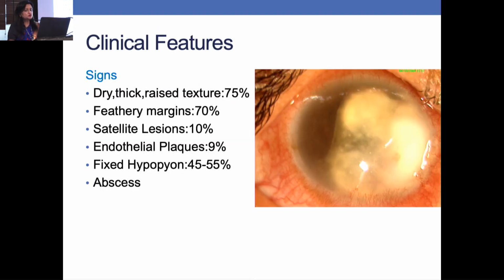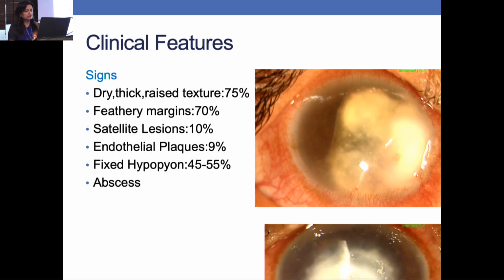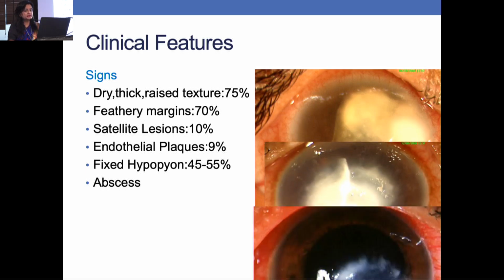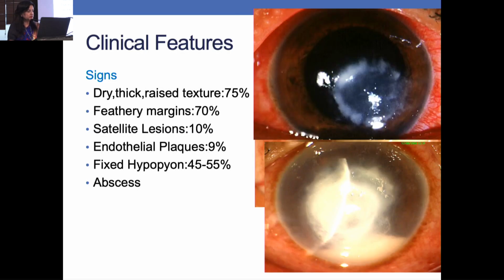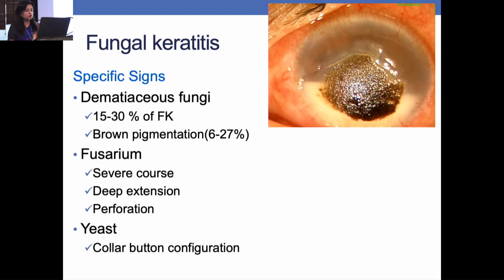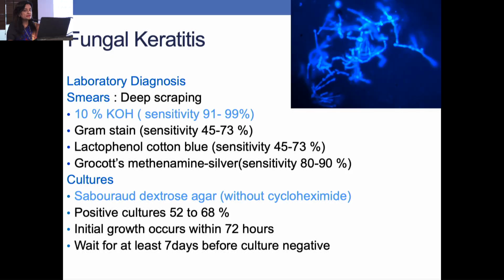Diagnosis is not so much of a difficulty by clinical looking. It is dry, with feathery margins, satellite lesions, endothelial plaques, fixed hypopyon. Sometimes dematiaceous keratitis has a pigmentation like this, and your fellow says it's iris prolapse. It's not iris prolapse, it's pigmentation. When you treat it, it becomes like this, and you need to diagnose it first.